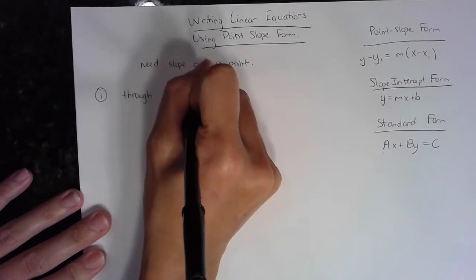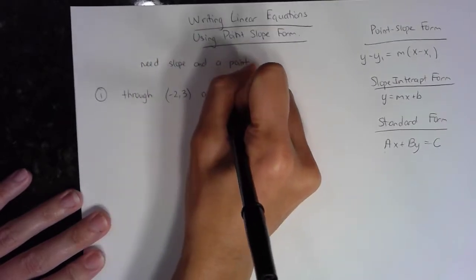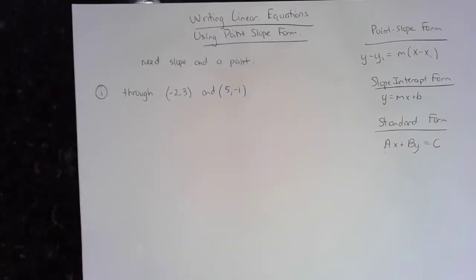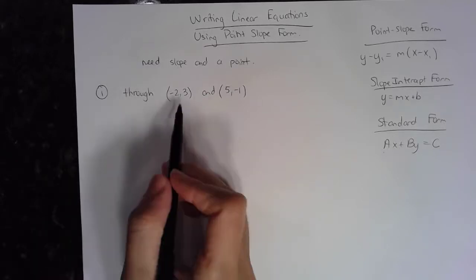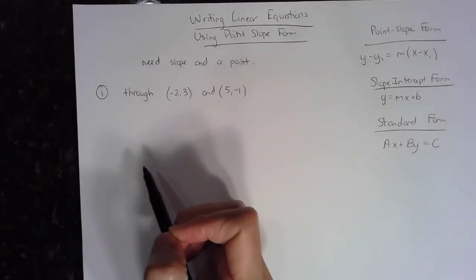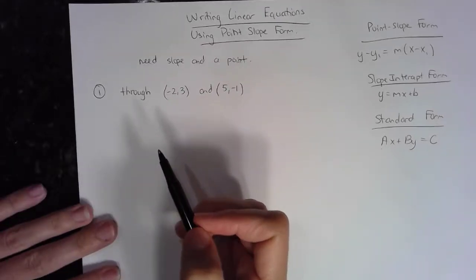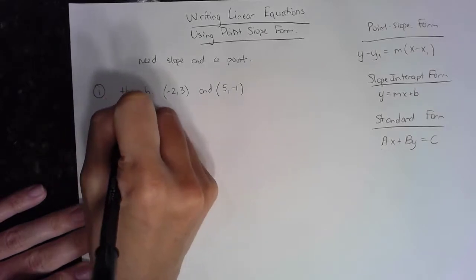(-2, 3) and (5, -1). Okay, so basically through 2 points. Neither one of these points is special because there's no 0 as our x-coordinate, meaning if 0 were the x-coordinate, then we'd have a y-intercept. And I'll do an example of that in a second. But the first thing that we're going to need is the slope.